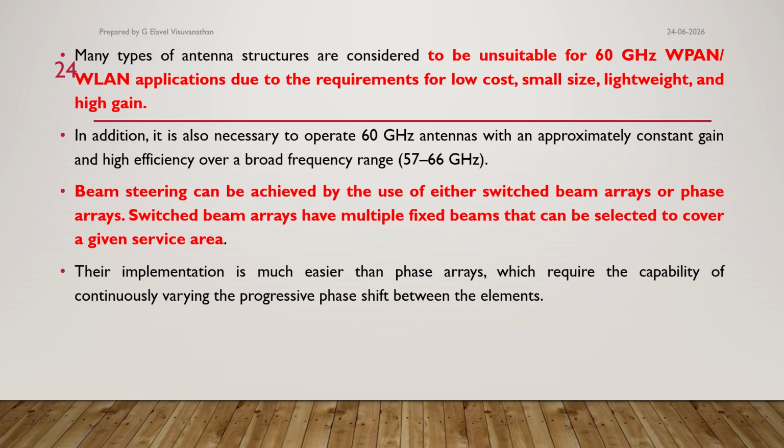Many types of antennas are actually considered to be unsuitable for engineers. In addition, it is also necessary to operate a 60 GHz antenna with appropriate transmission gain. The beam steering can be achieved by the use of either switched beam array or phased array. Their implementation is much easier than the phased array, which requires the capability of continuously varying the progressive phase shift in the element.